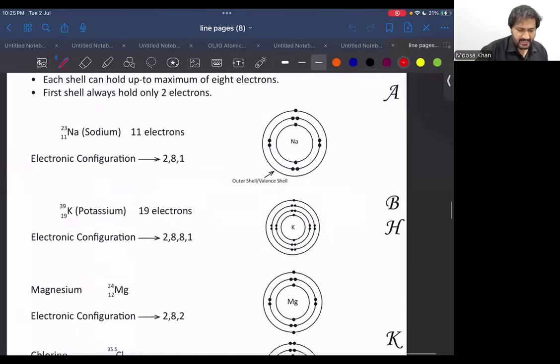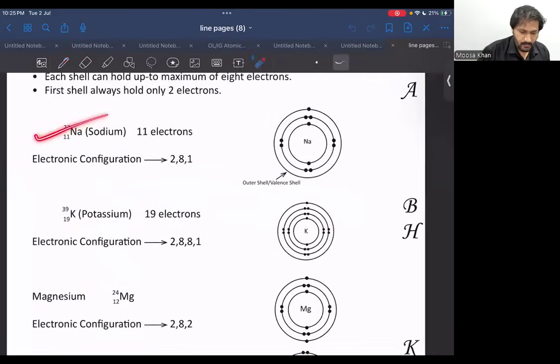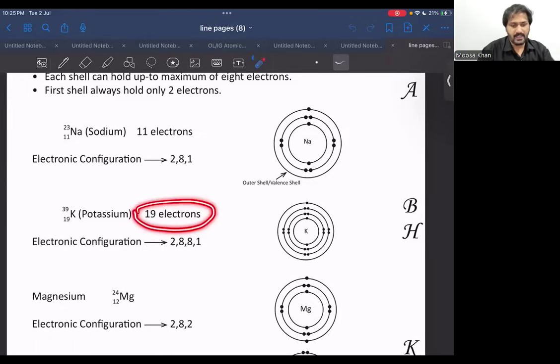See here, we have already made the electronic configuration of sodium. Potassium, let's say, has an atomic number of 19. So we have to add a total of 19 electrons around the nucleus of the potassium atom. But we know that in order to complete 19 electrons, the first shell can only hold a maximum of 2 electrons. So 2 electrons in the first shell. Now the second shell can only hold up to a maximum of 8 electrons.